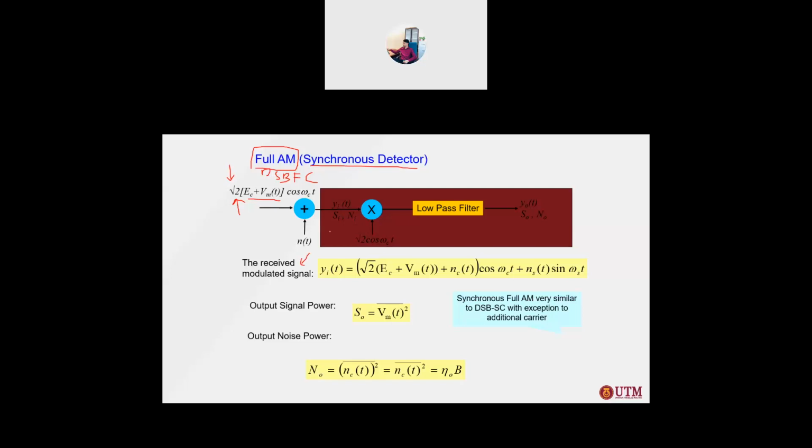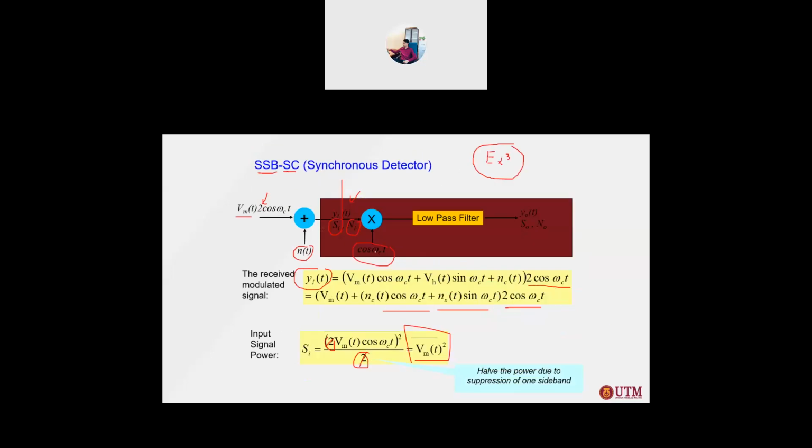Okay, then we have input signal power, then we also have input noise power. Then you can see the local carrier that we generate is similar. Cos omega ct means we need to have the same omega carrier, which means we need to know what carrier is being used. You see here is square root of 2, and in here is cos omega ct. So you need to see the difference.